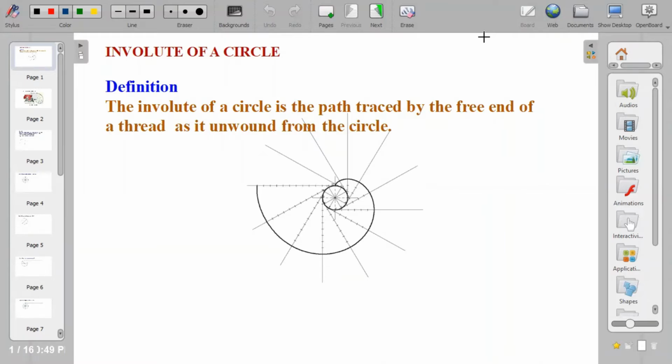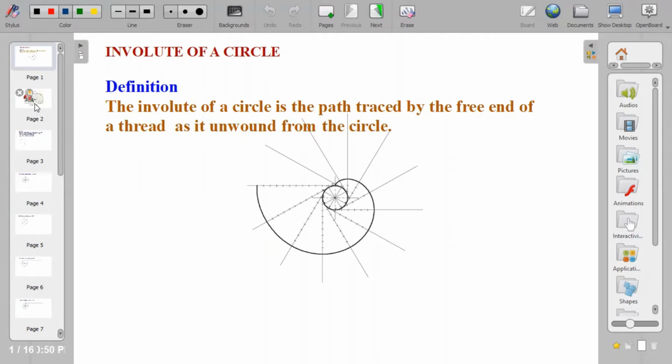Today we'll be looking at the involute of a circle. Definition: the involute of a circle is the path traced by the free end of a thread as it is unwound from the circle. Now you can see a picture of an involute. We can have involutes of a circle, and involutes of polygons, be it a pentagon, octagon, hexagon, and even a triangle. So when you unfold a thread from a circle, the path is called an involute.